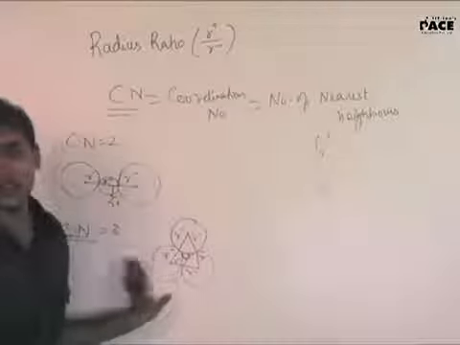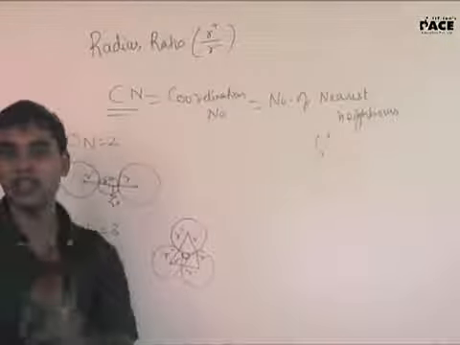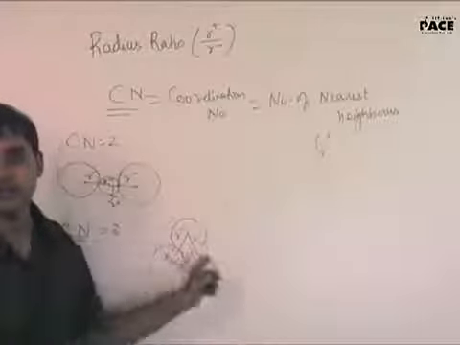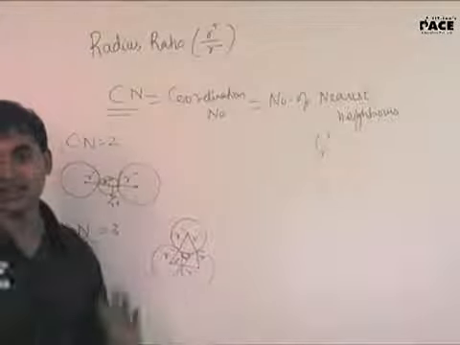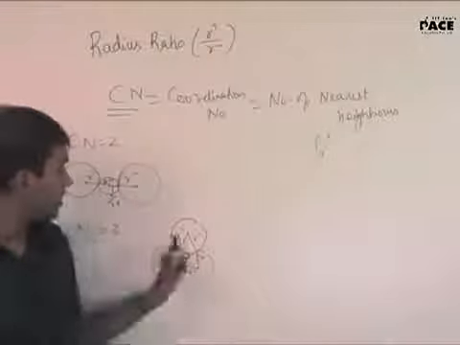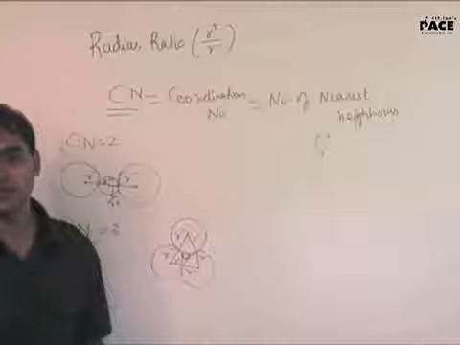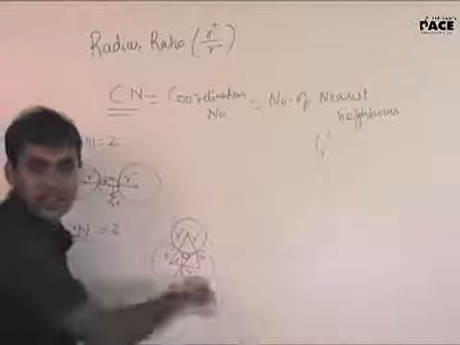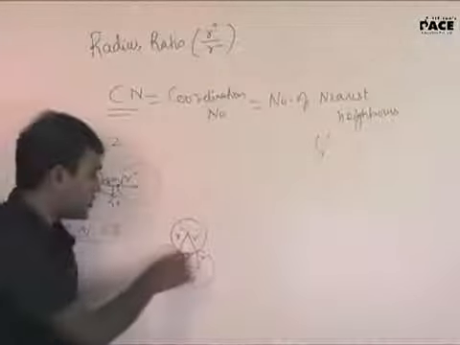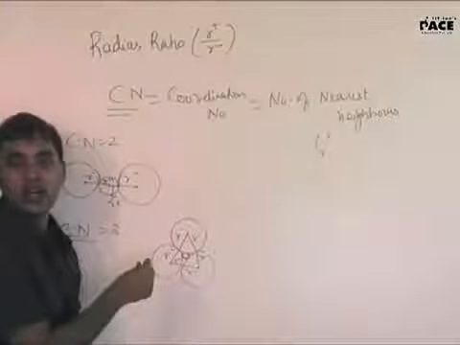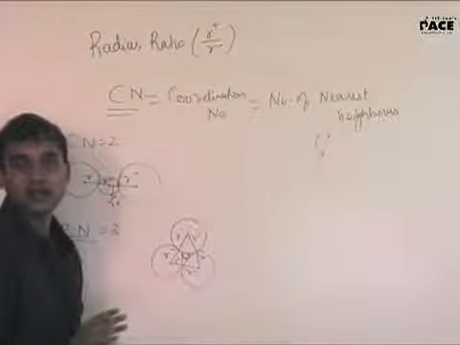For example, if I say the coordination number is 3, what does coordination number 3 imply? That the central atom has 3 neighbors, or it is touching 3 spheres. Now, mostly the radius of the anion is greater than the radius of the cation. So I have 3 anions touching each other, and in the space which is provided, I am putting a cation.